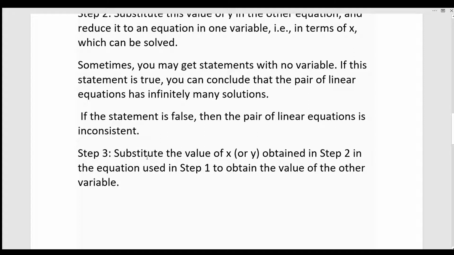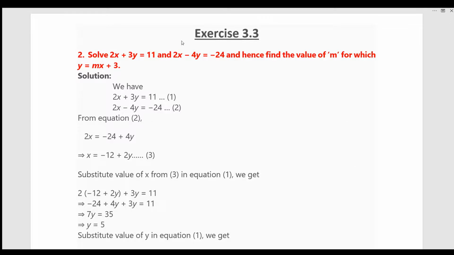Step 3. Substitute the value of x obtained in step 2 in the equation used in step 1 to obtain the value of the other variable. So this is how we used the substitution method to solve a pair of linear equations in two variables. Now we will start exercise 3.3, problem number 2.